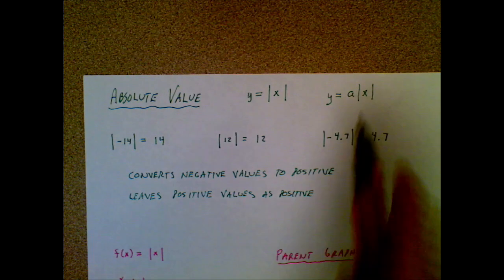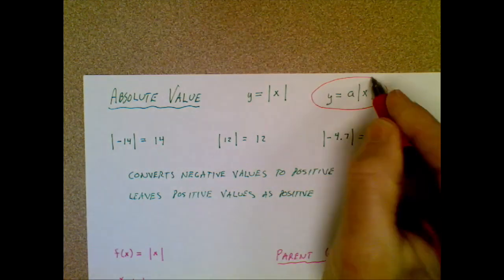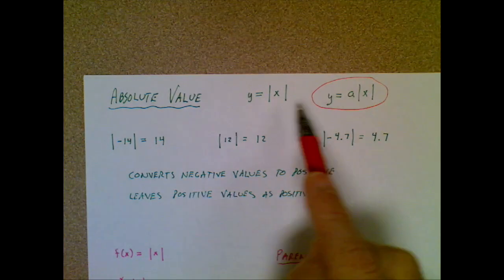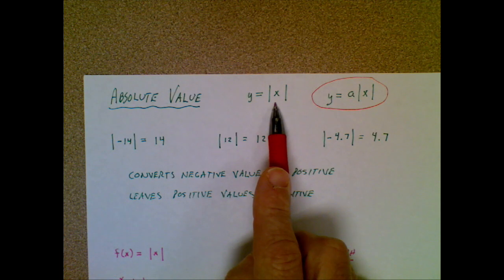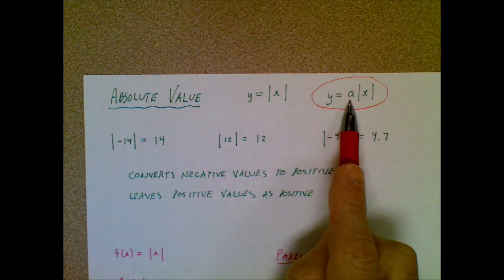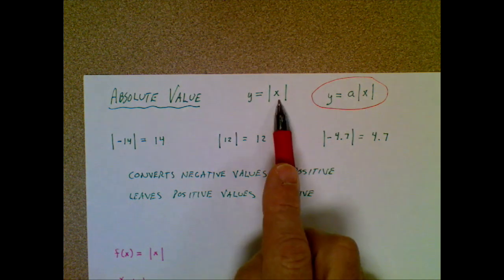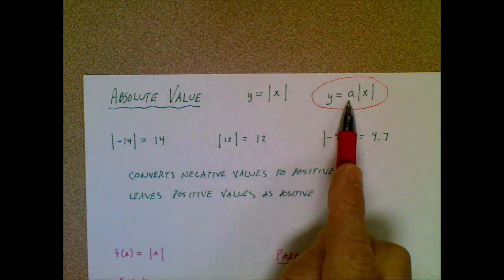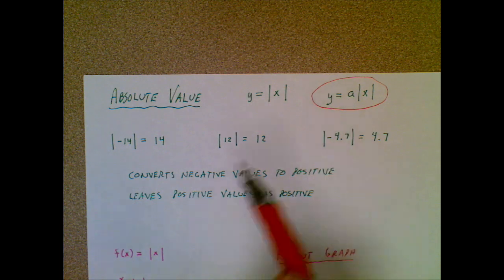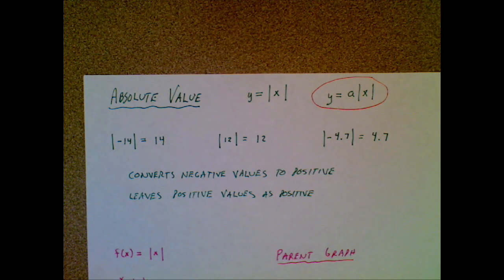But if we go back up to the top and we take a look at this equation, this is a fancier form of our parent equation, and it has an a out in front, and this a is going to change the shape of our parent graph. It's going to either make it more narrow or more wide and open upward or downward. So let's take a look.